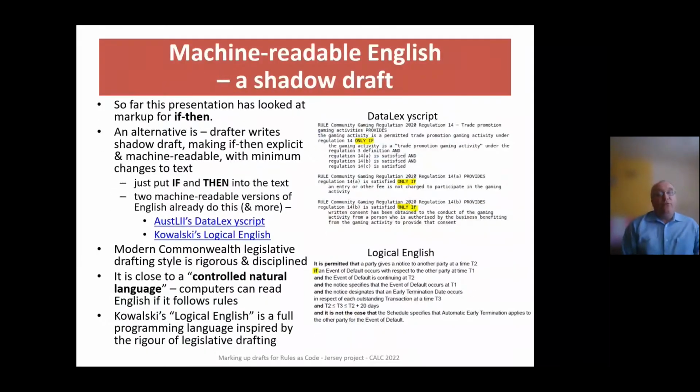The alternative to having just the text with some markup on it is the drafter producing a second text, a shadow text, which is not enacted, it's not official, it's like explanatory notes, it has that kind of status. And the idea behind that would be that the secondary version is machine readable.